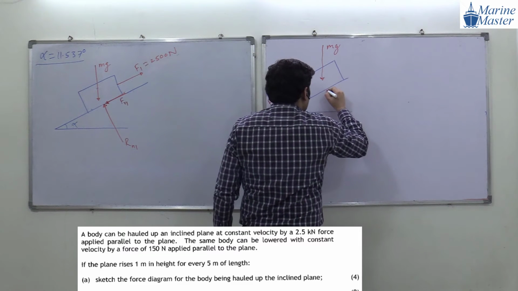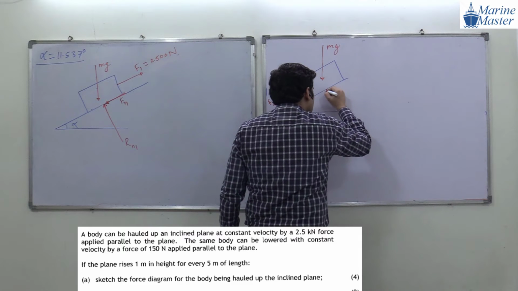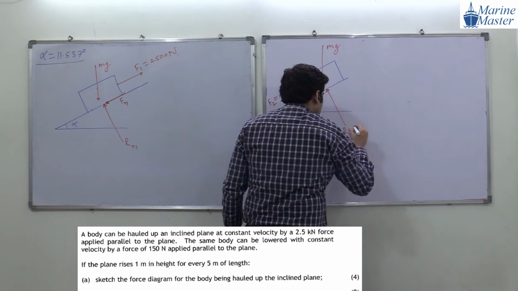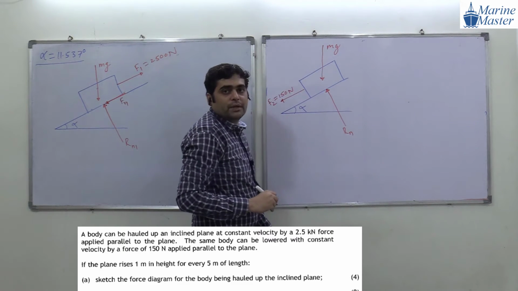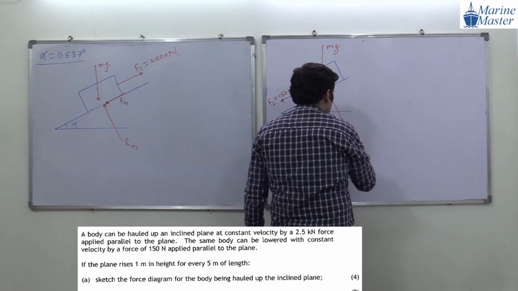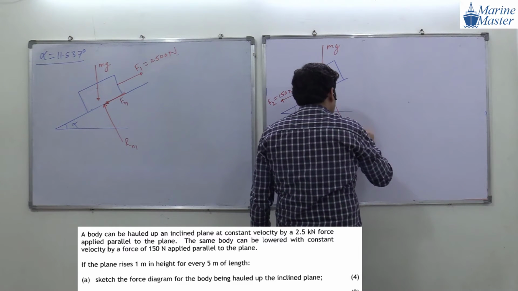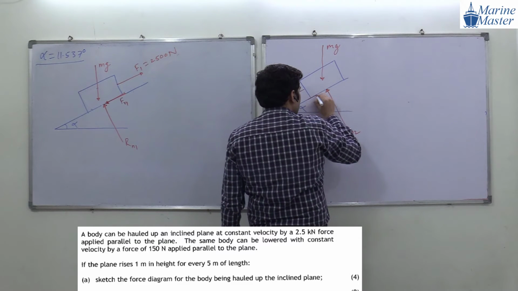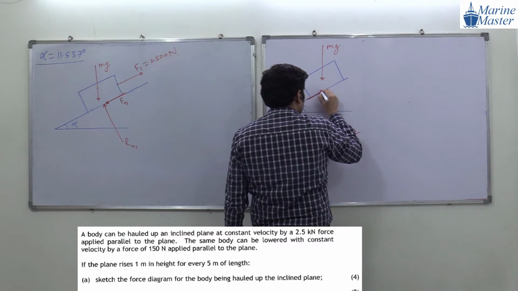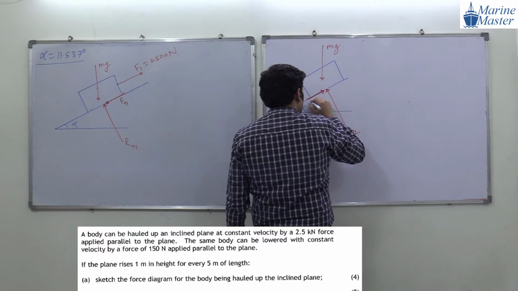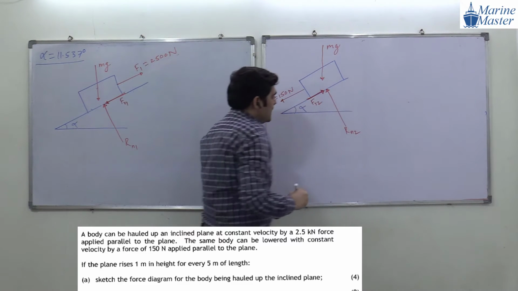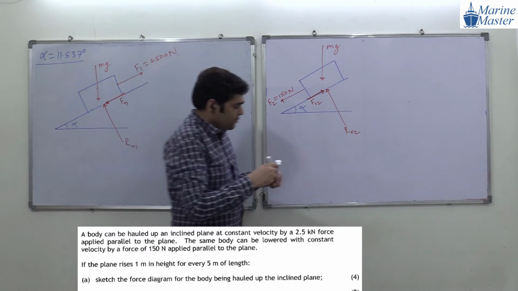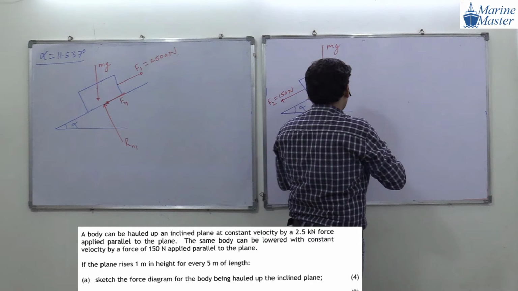Then there will be mg. Then here there will be the normal reaction, Rn2. And here the body is going down, so there will be a friction force, Fr2. So this is what they have given, these two scenarios, everyone.